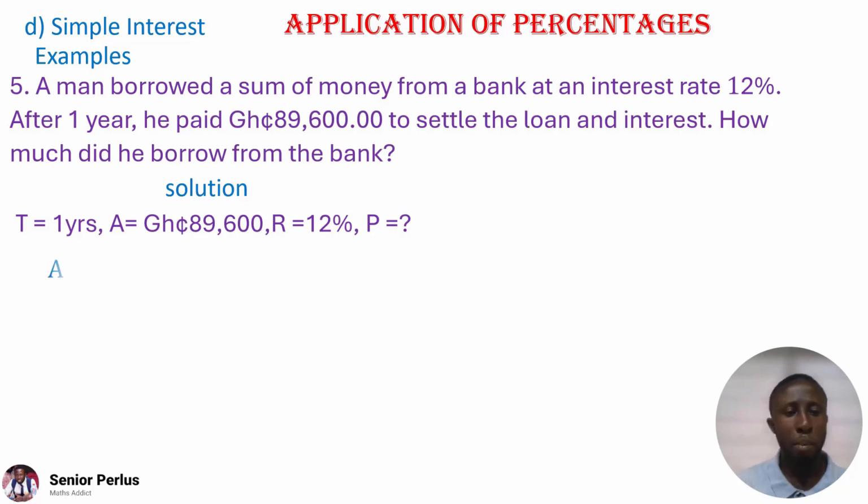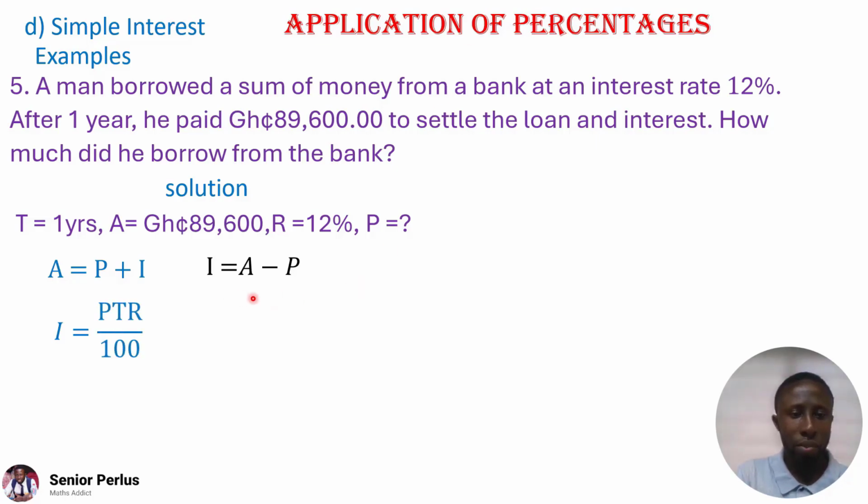But we know that amount is principal plus interest. Good. So why not make the interest the subject, since I know the interest formula, which is PTR out of 100. So let's make the interest the subject here. And the interest formula is this. Now, from this idea, we know that interest is A minus P. So I just substitute this one in place of the I.